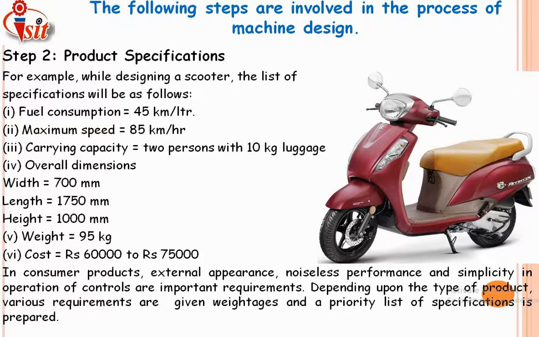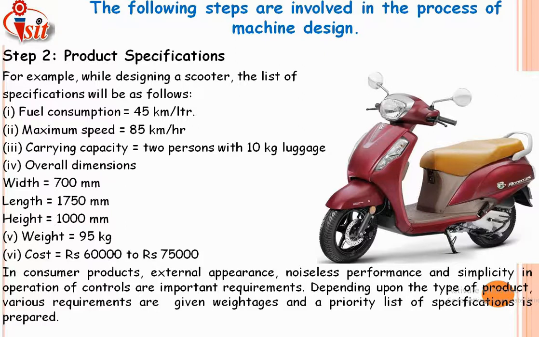For example, while designing a scooter, the list of the specifications will be as follows. Specifications means the parameters which actually affect the performance of that scooter. In general we can say specifications are the list of the items, the list of the parameters that actually affect the efficiency or working performance of that machine component.